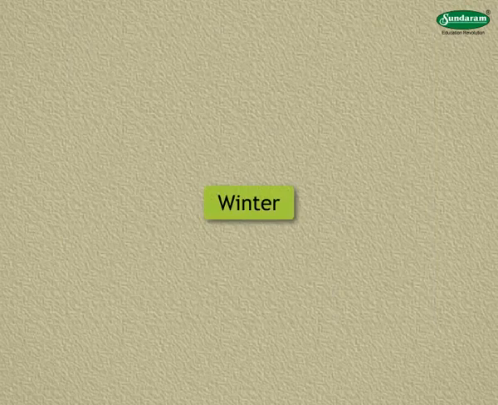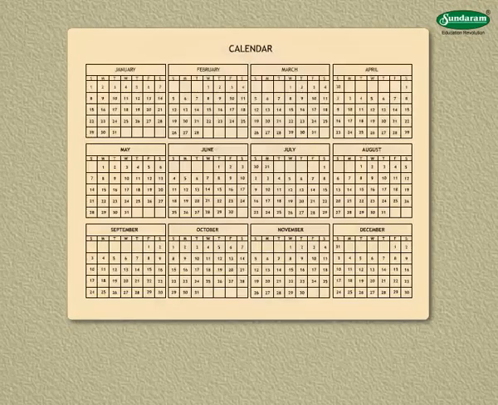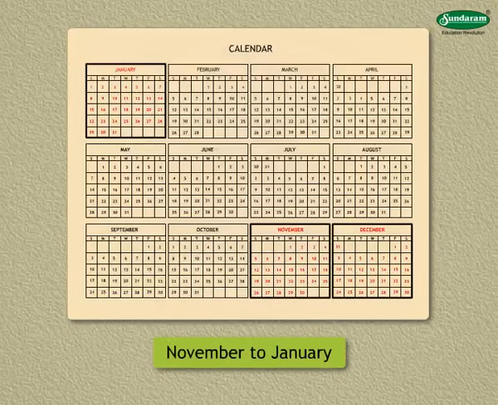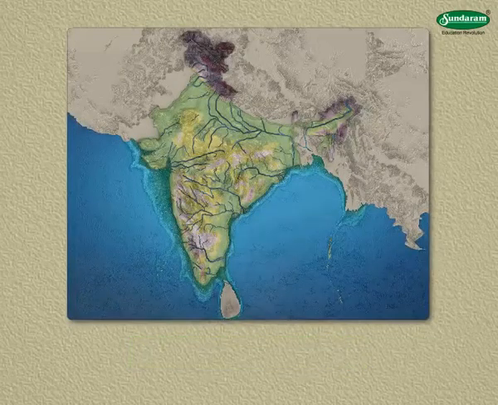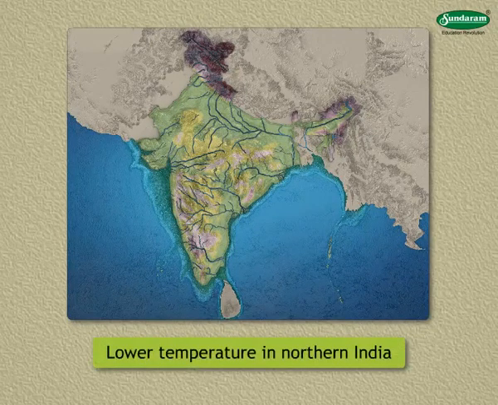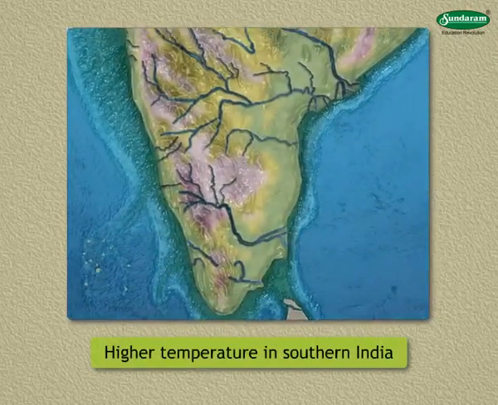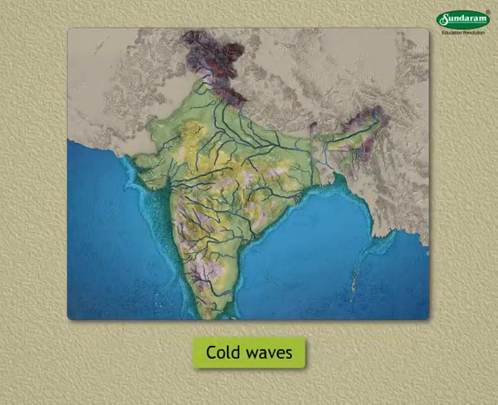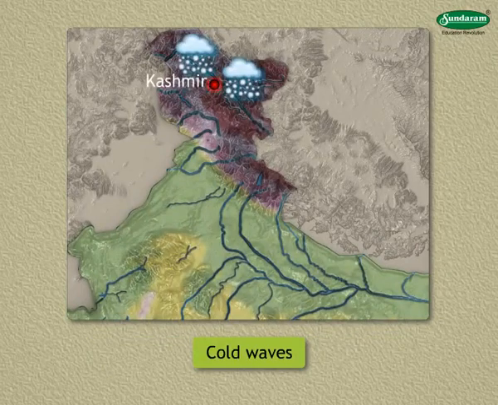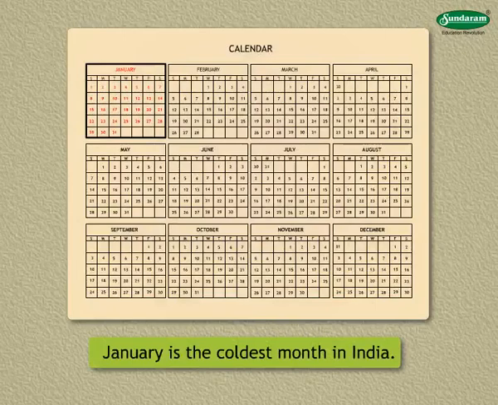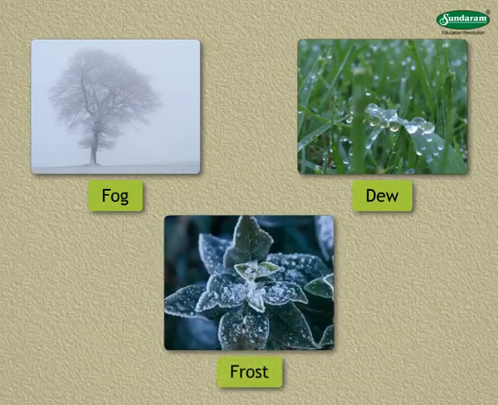4. Winter. The winter season lasts from November to January in India. The climate is cold and dry. During the winter season, the temperature in northern India is lower than that in southern India. Cold waves occur. There is snowfall in Kashmir and in other parts of the Himalayas. January is the coldest month in India. We can see fog, dew, frost in different parts of the country during this period.